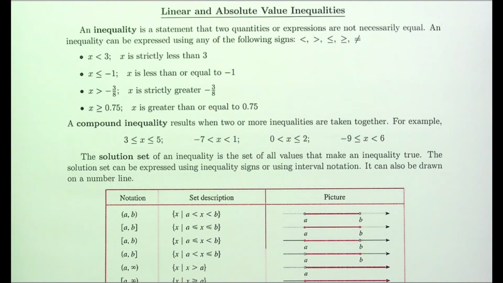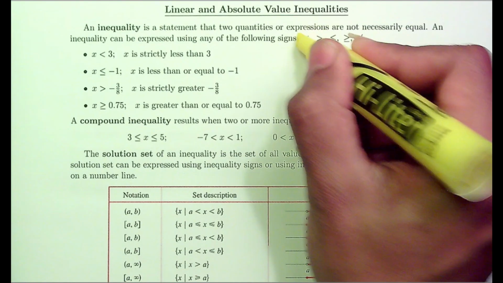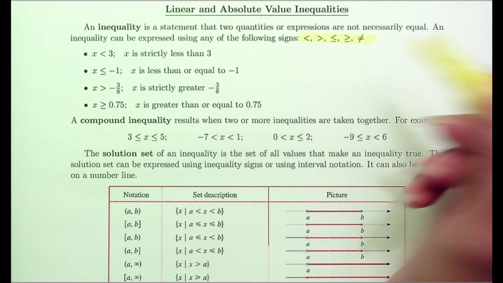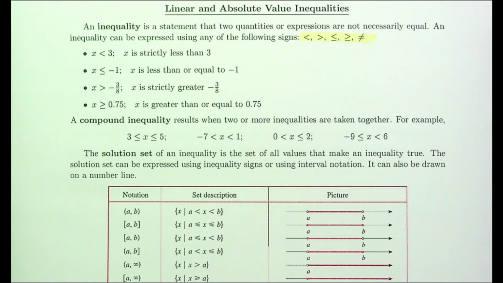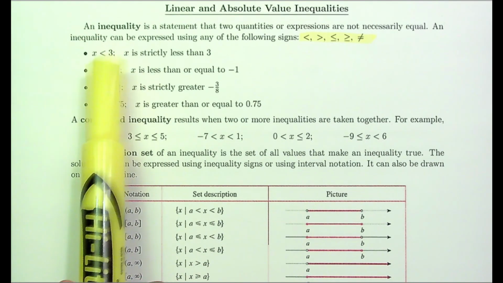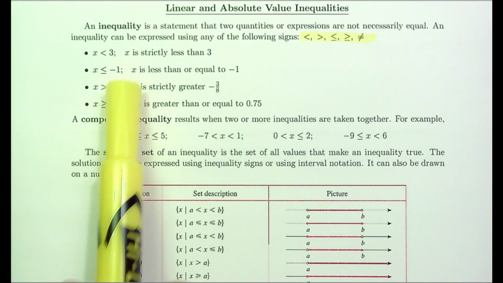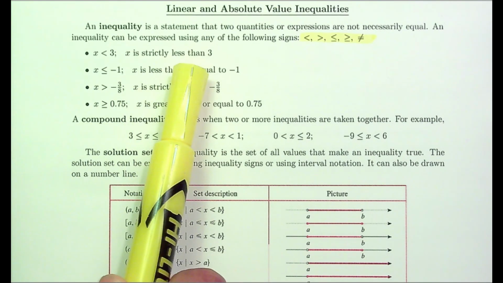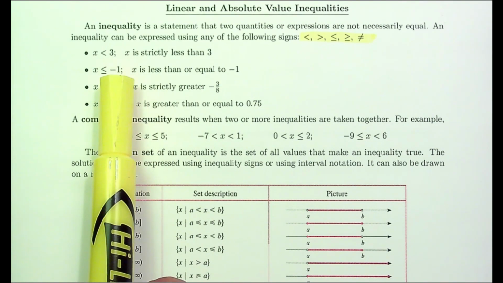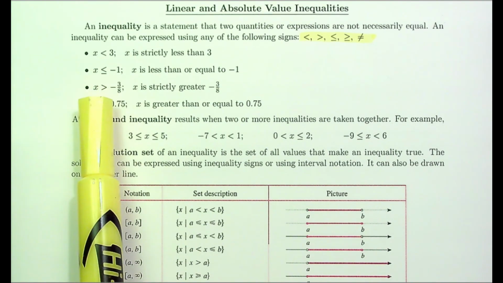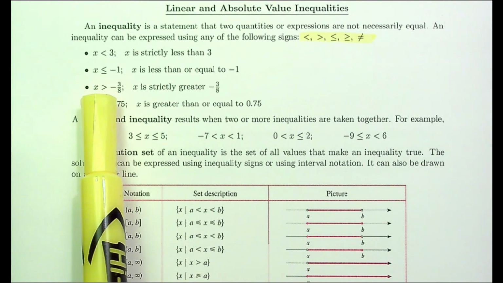An inequality can be expressed using any of the following five inequality signs right here: one, two, three, four, five. And I'm sure you have seen all of these before. x less than 3, or you can read it also as x is strictly less than 3. x is less than or equal to negative 1. x is greater than, or strictly greater than, negative 3 eighths.